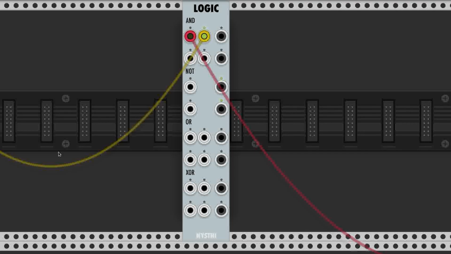Okay, this is where the magic happens. Our logic module. This is where we send all of our clock sources and gates to undergo logical processes. A quick rundown for anyone who is unfamiliar with Boolean logic. The AND gate compares two signals, and if they are equal, a gate is outputted. The NOT gate outputs a gate when there is no input signal. An OR gate outputs a gate if at least one gate is present. And an XOR gate outputs a gate if only one gate is present.